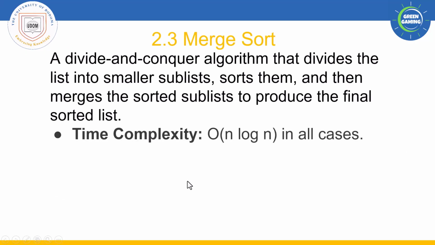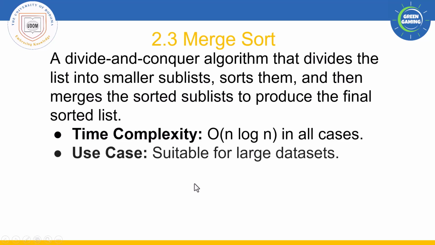Yes, so we have merge sort. Merge sort is a divide and conquer algorithm that divides the list into smaller sublists, sorts them, and then merges the sorted sublists to produce the final sorted list. So we divide our list into 2. After dividing, we sort those lists half by half until we have correctly sorted portions of the list. At the end, we merge all these sorted sublists to produce the final sorted list.